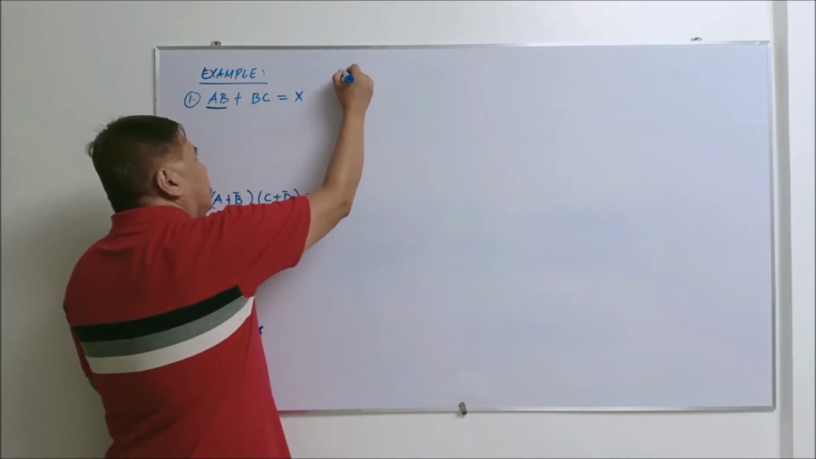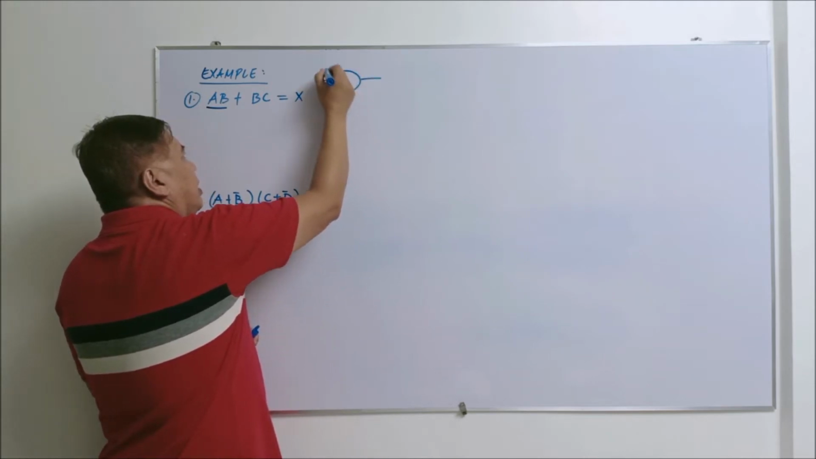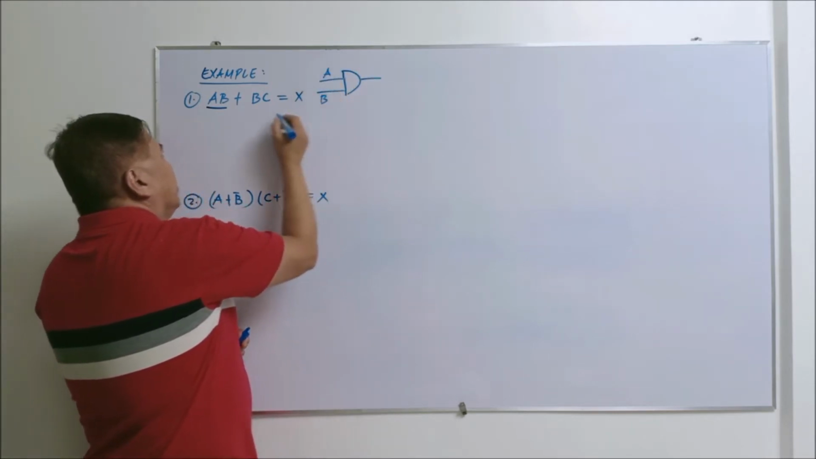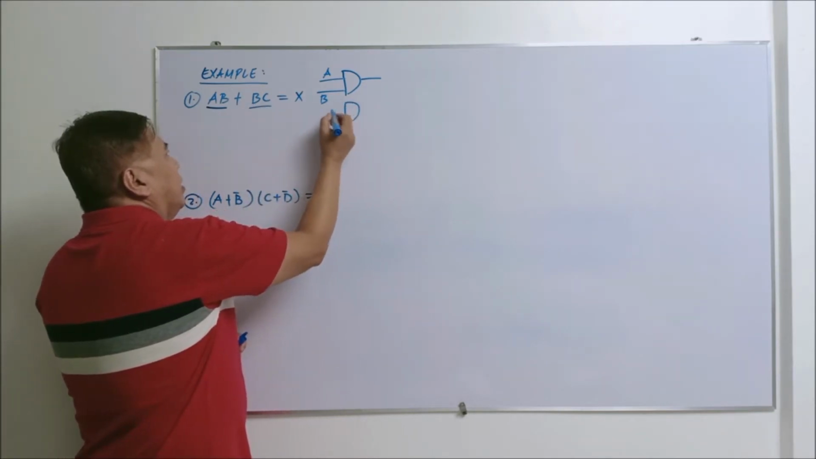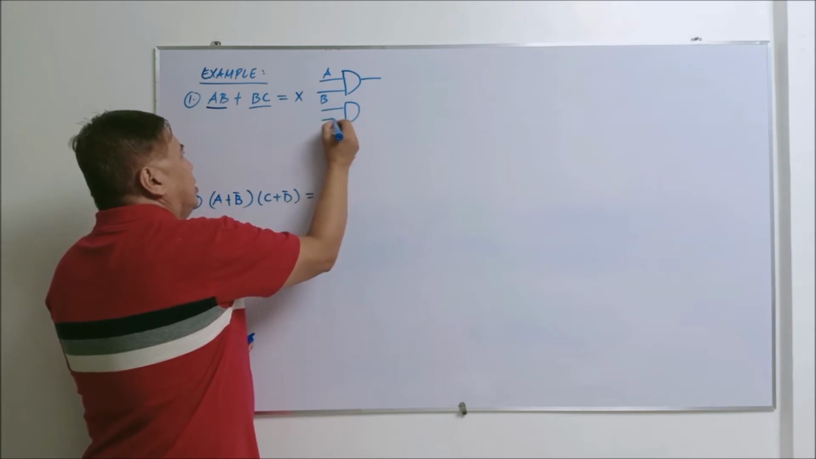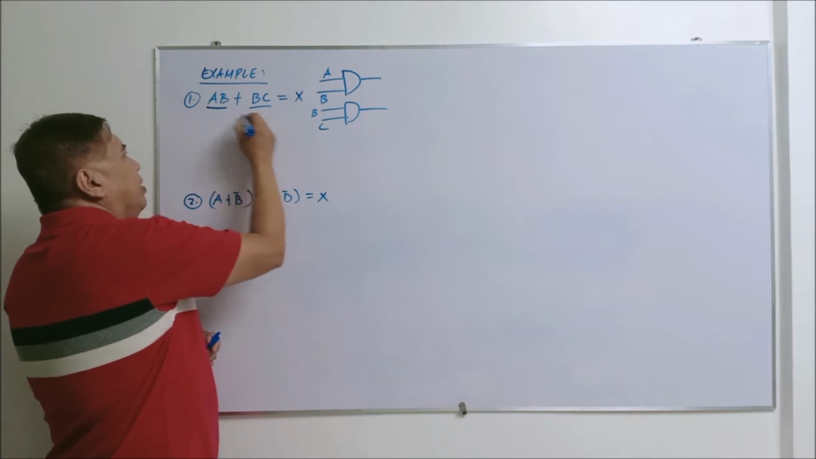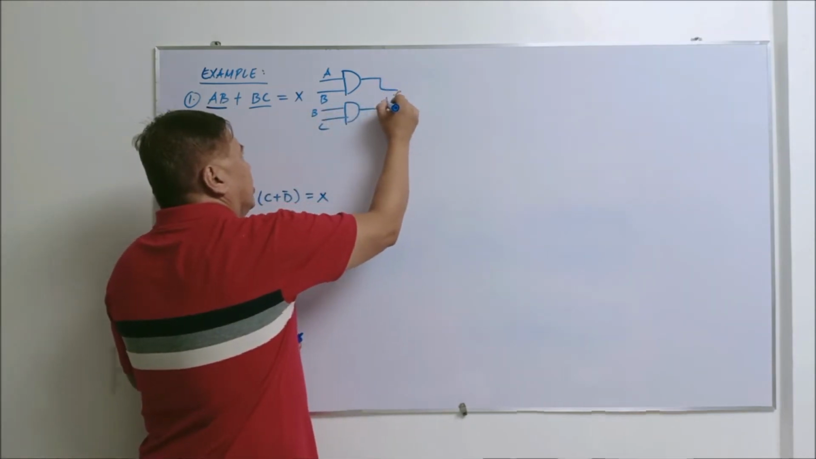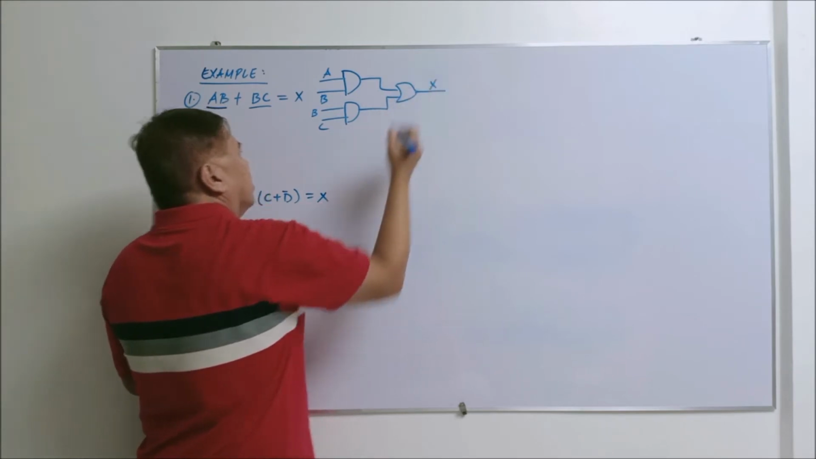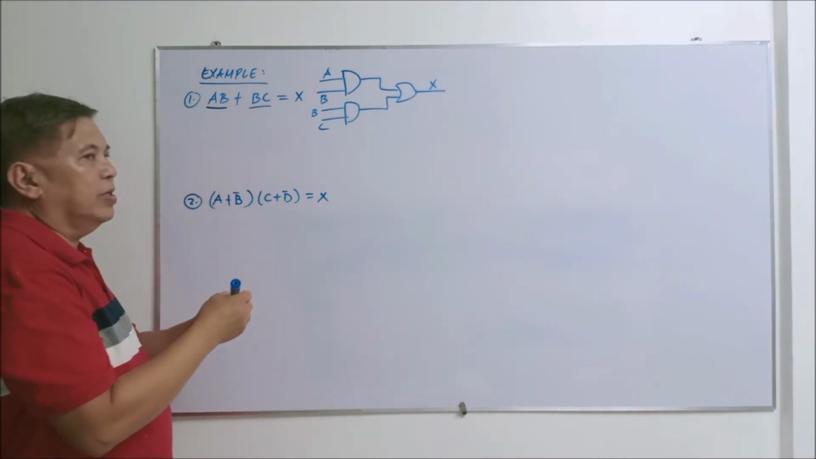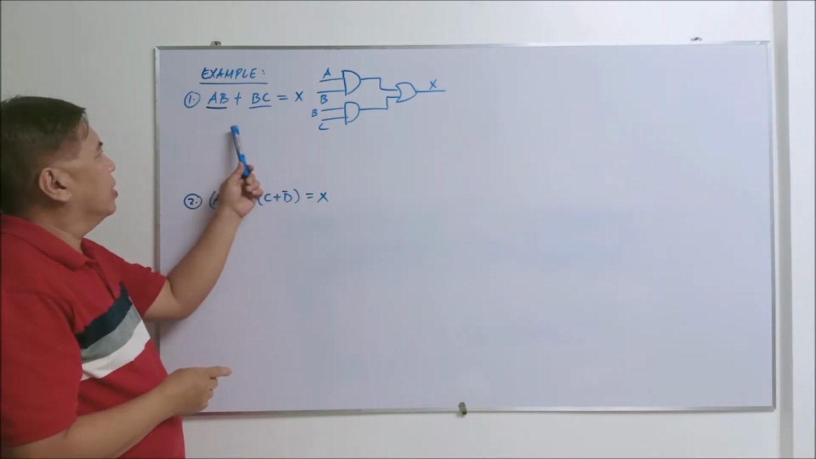We know that we can represent this with an AND gate. Okay, we have inputs A, B. Then we have here another AND gate, which is represented by B, C. Two AND gates are being ORed together. And the output is X. So that is our logic circuit equivalent of this particular equation.